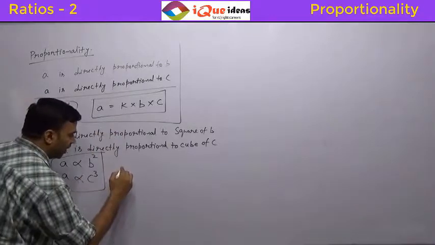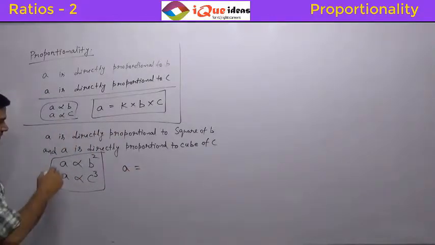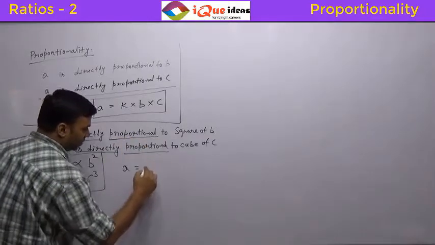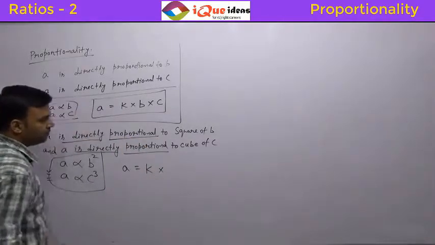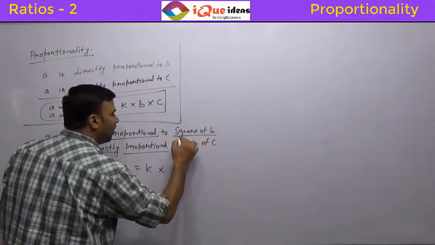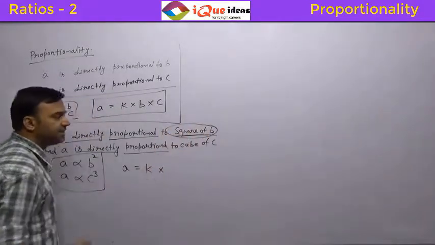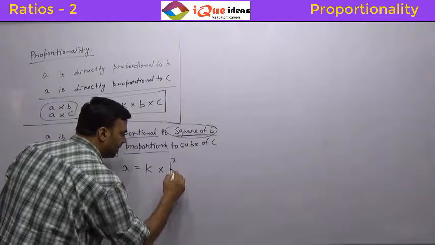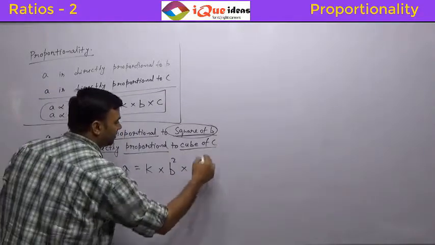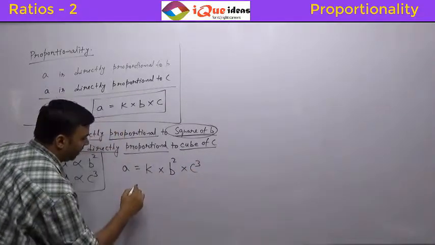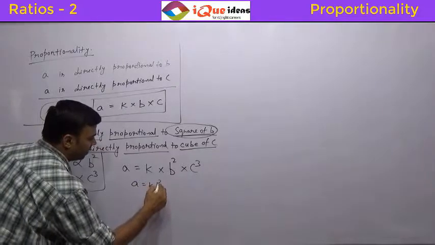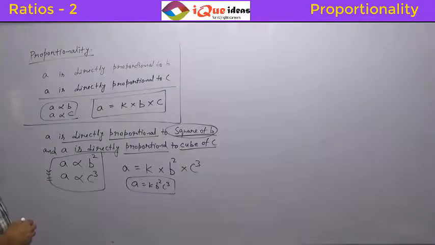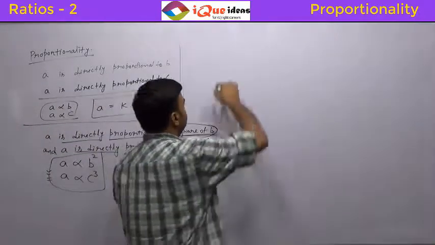You can directly go and write that A is proportional to things, so A is equal to, because it is proportional, so there will be a constant value, into. Here it is not B, it is square of B. So in whatever form B is given or B is asked to be taken, take it. So it is B square. Then further multiplication, cube of C, so C cube. So the relation becomes A is equal to K B square C cube. That's it. Right? Let's take a couple of more situations.